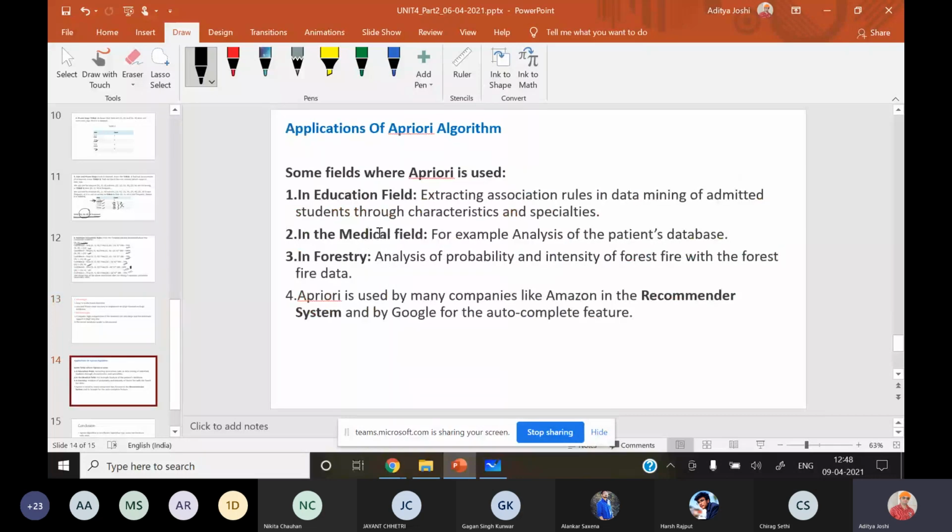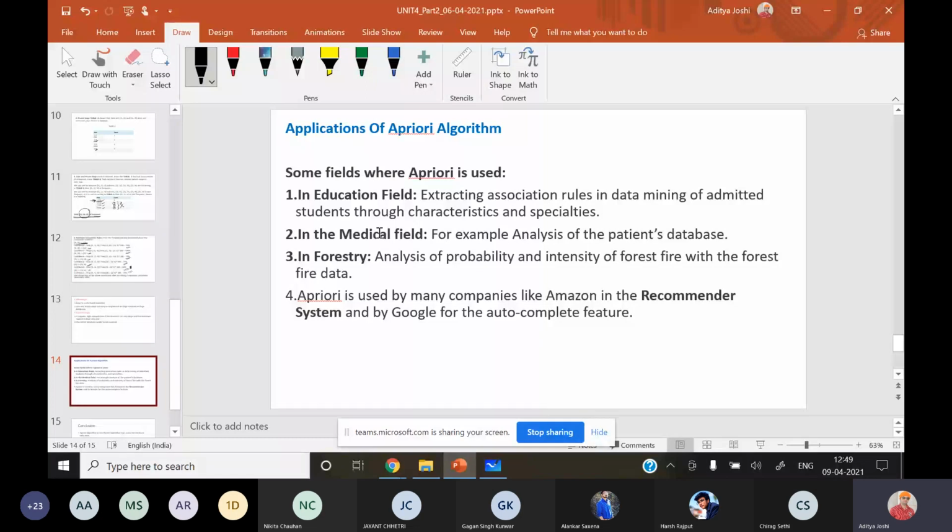Application fields of a priori algorithm in education fields, right? It is used to extract association rule for admitted students by their characteristics and specialties. In medical field, for analyzing the patient database. In forestry, for the probability of intensity of forest fire, right? With the help of forest fire data. It is also used by the big companies like Amazon and Google. Amazon, it is used for recommender system, and Google for autocomplete feature, right? So these are the applications of a priori algorithm.